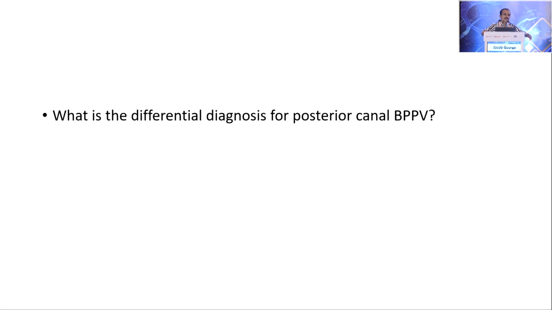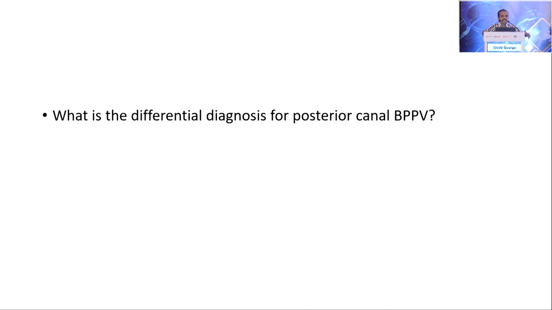Now, there is also a condition called central positional vertigo, where patients may have vertigo and nystagmus when the patient lies down from a supine position. But the nystagmus of central positional vertigo is usually downbeating. It's classically seen in Chiari malformation.